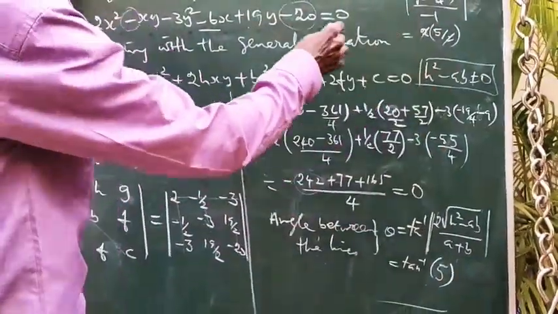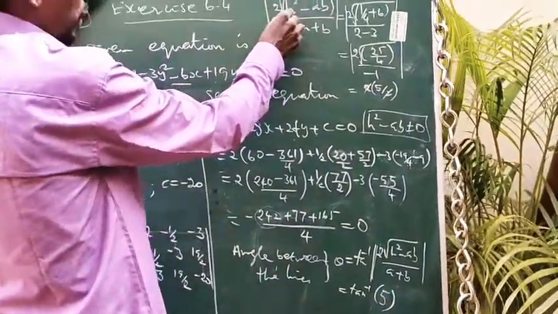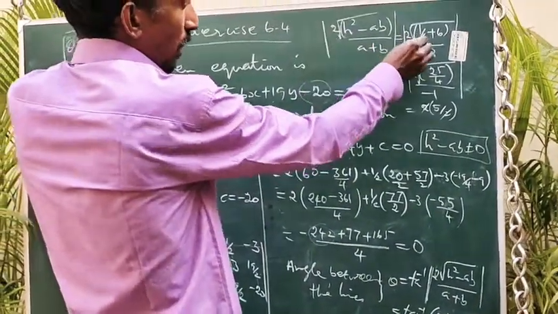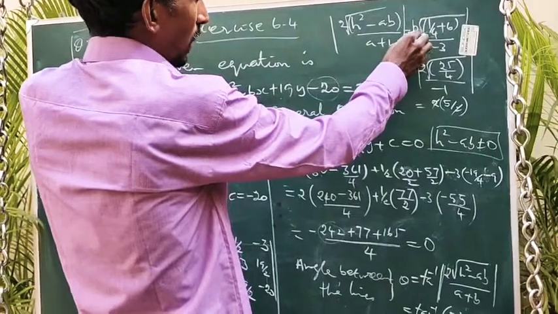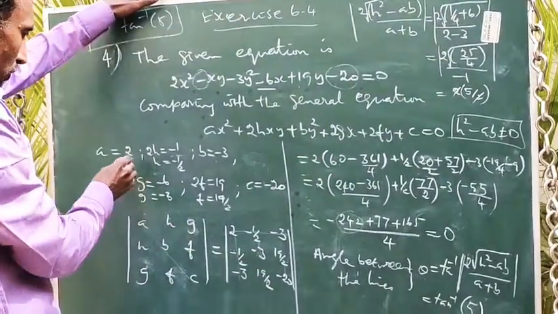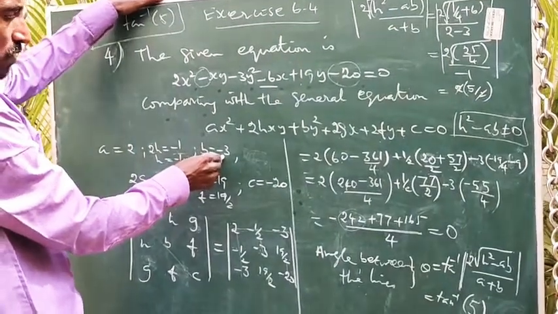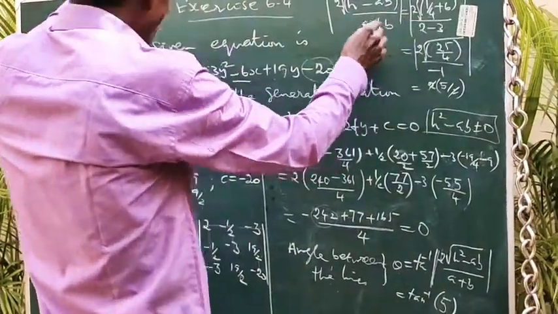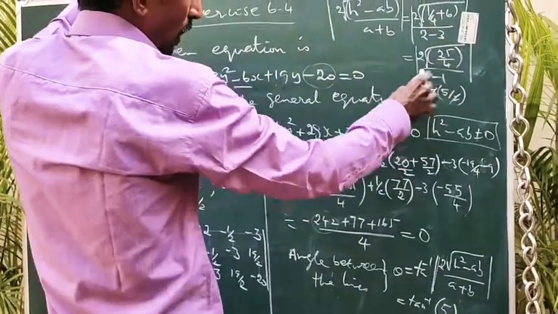Again put the values. H is 1 by 2. So minus 1 by 2, minus 1 by 2 the whole square is 1 by 4. So 2 into root of 1 by 4 minus ab. A is 2, b is minus 3. So minus 6 into minus, plus 6. Denominator 2 minus 3 is minus 1.